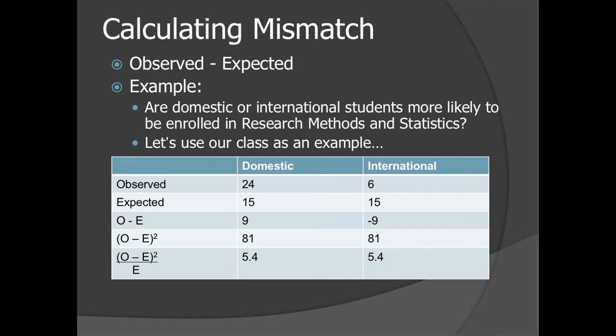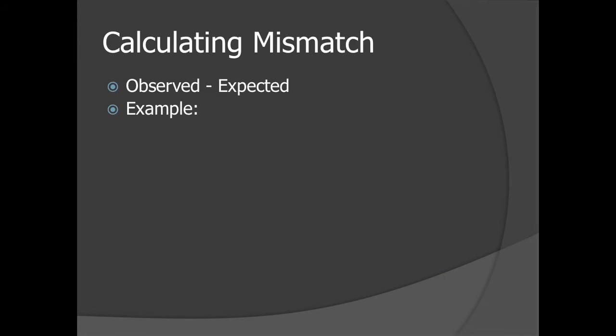So then the last step for calculating the chi-squared value is we have to sum these together. So we're summing the 5.4 from the domestic students and the 5.4 from the international students to give us our chi-squared value. So the chi-squared value is the sum of these two numbers, 5.4 plus 5.4 equals 10.8. So right now, that doesn't necessarily do a lot for us because we need to know what our critical chi-squared value is to determine whether or not we can reject our null hypothesis.